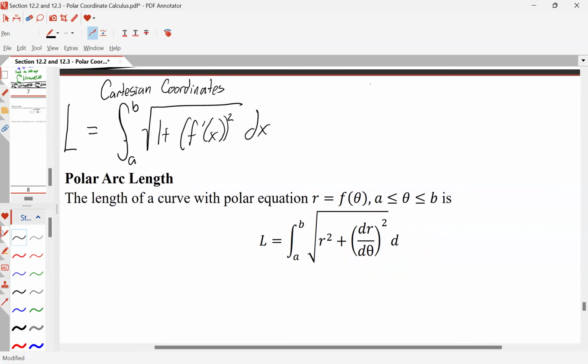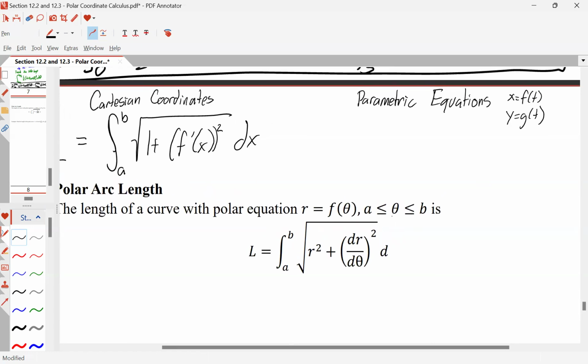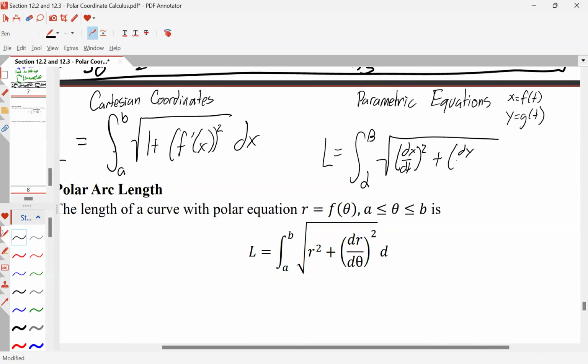Not too long ago, we then also got the parametric formula for when we have parametric equations of x equals f of t and y equals g of t. We can then find the arc length by taking the integral from alpha to beta of the square root of dx dt squared plus dy dt squared dt. So this is going to be an integral in terms of t.